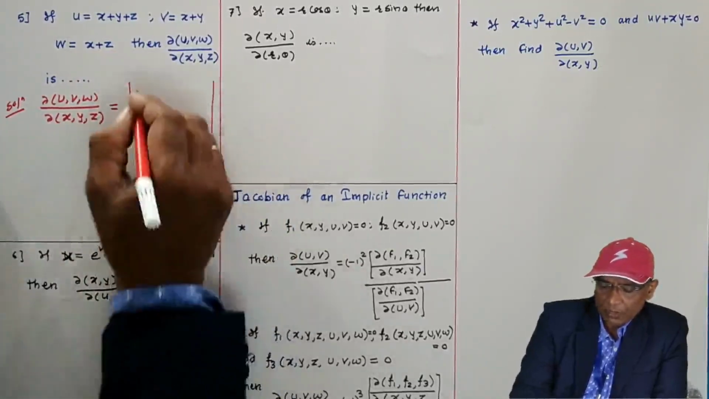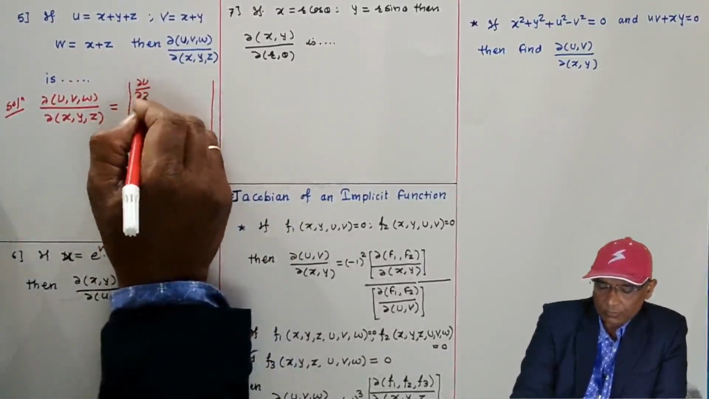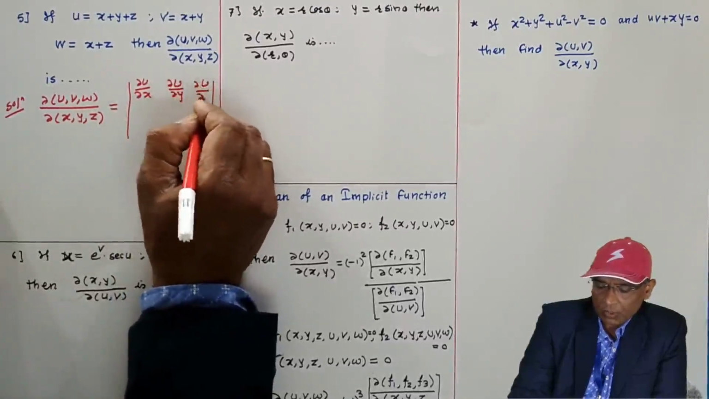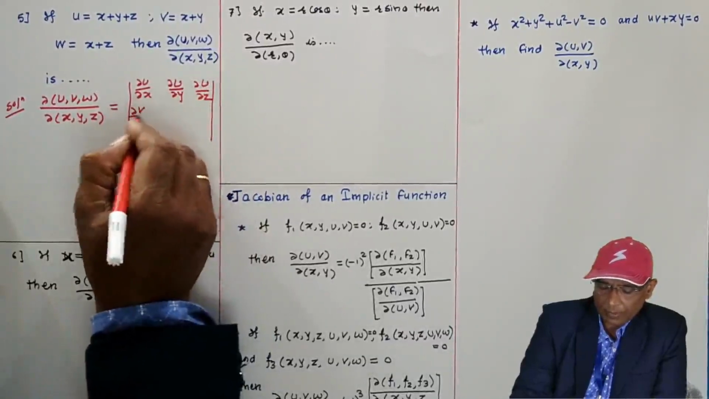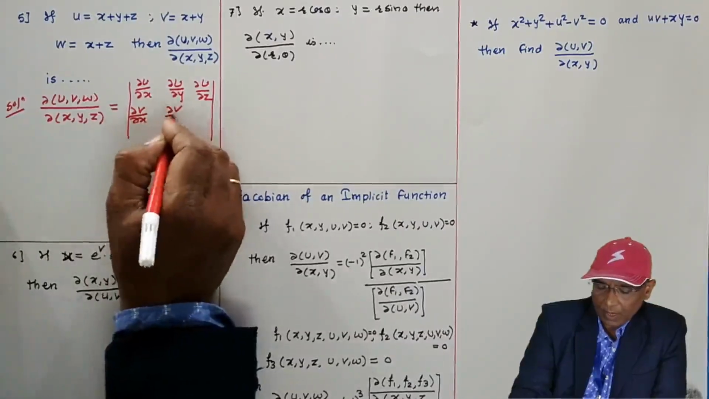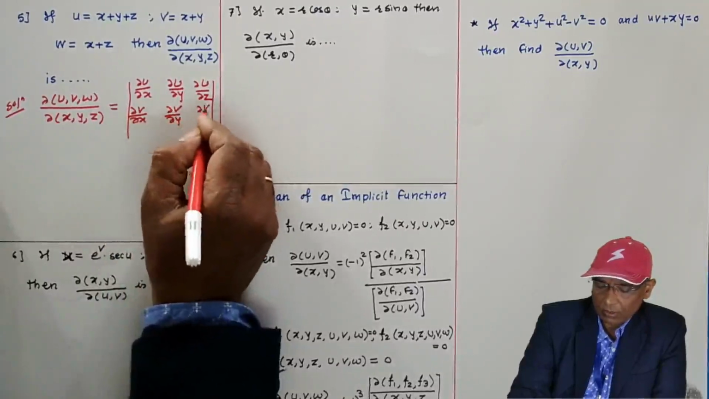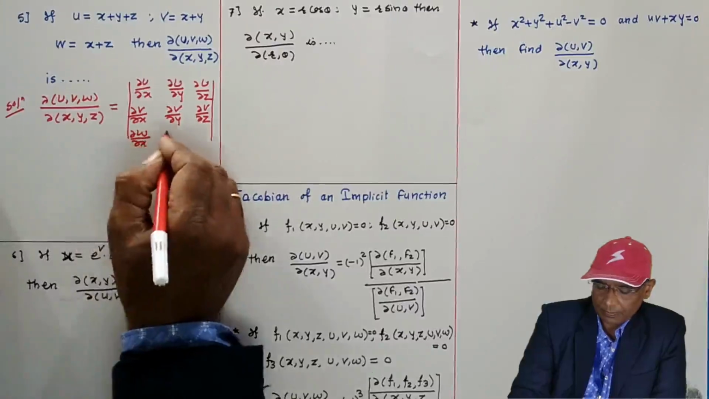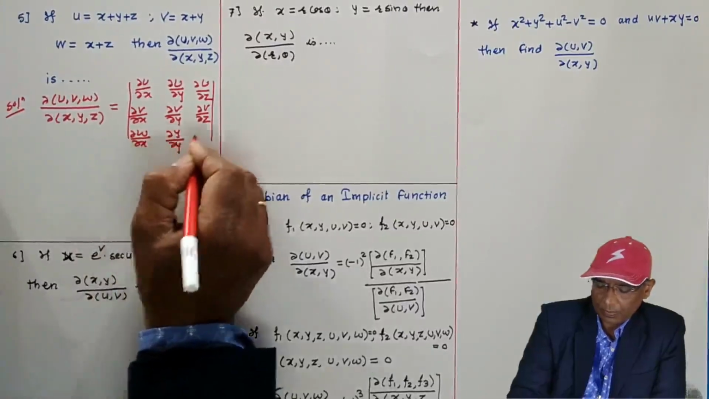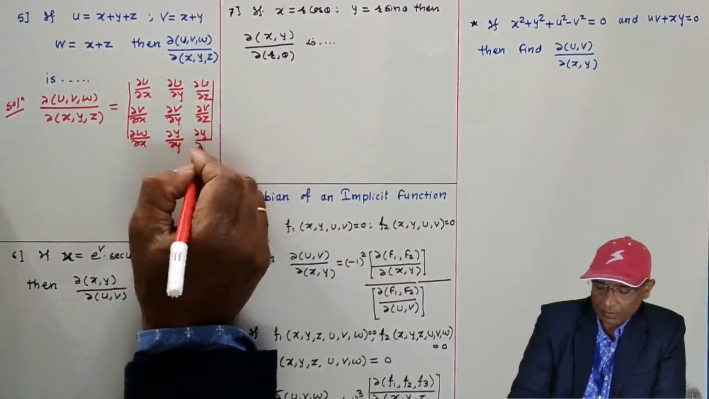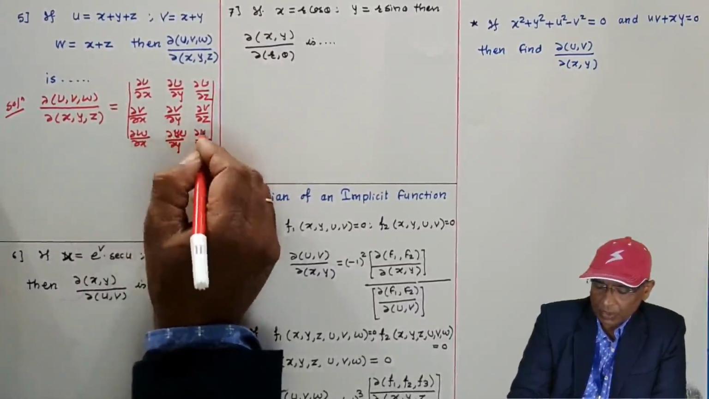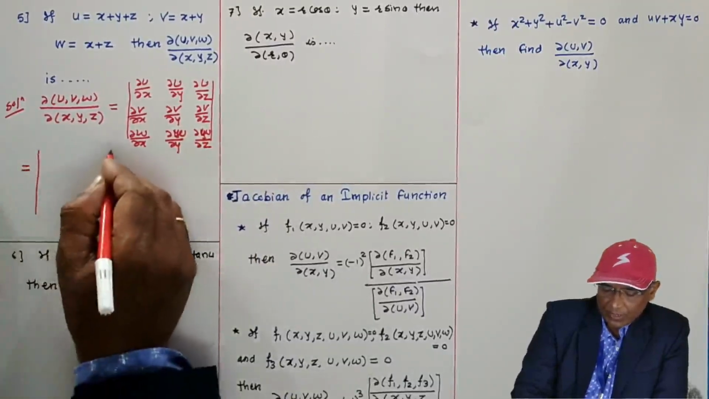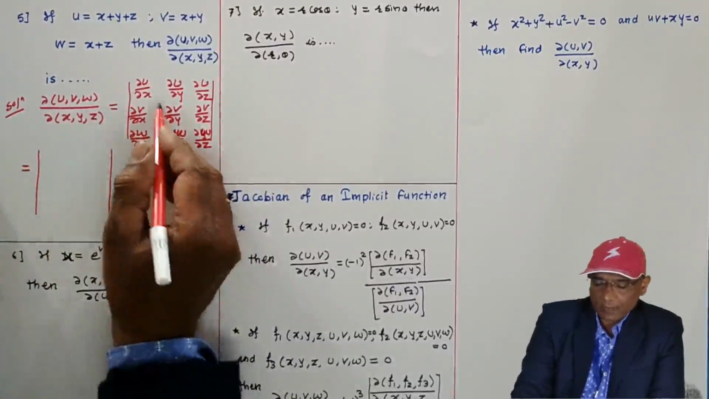By definition, first row for U, second row for V, and third row for W. Third row for W. This is W, no? Now, take derivatives very carefully because 9 derivatives are required.